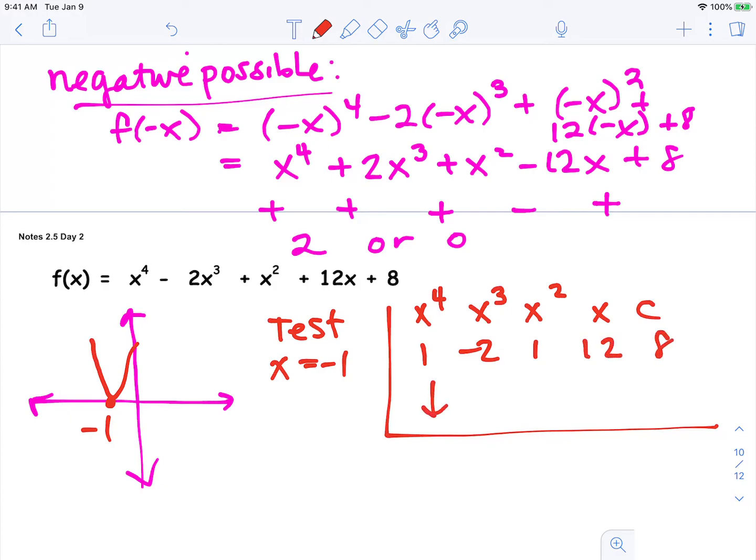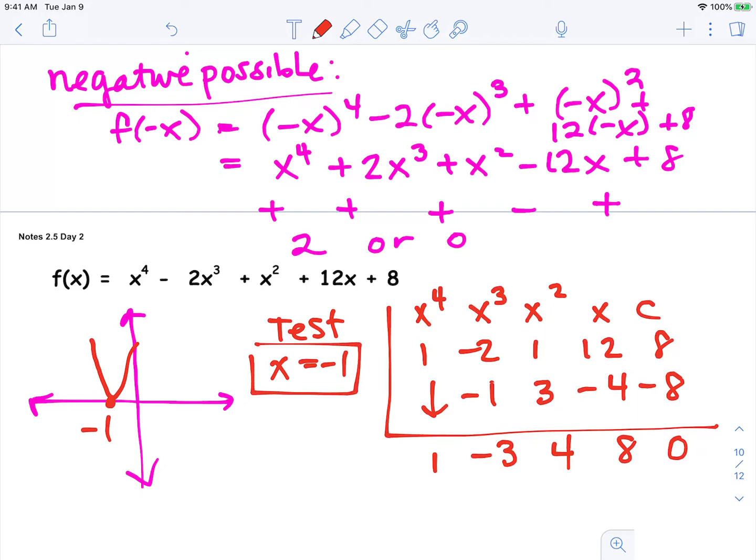So we have it set up now. Bring down the 1, multiply it, add it, multiply it, add it, multiply it, add it, multiply it, add it. That remainder is 0. So yes, this is a 0 of the function. In factored form, it looks like this. And this is your x-intercept, negative 1, 0.